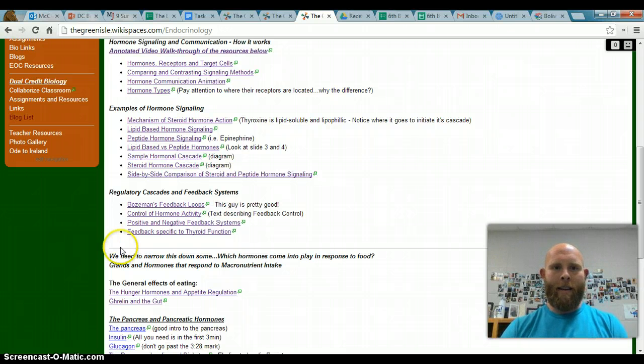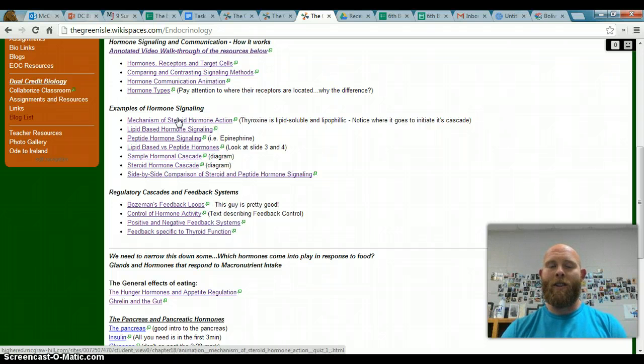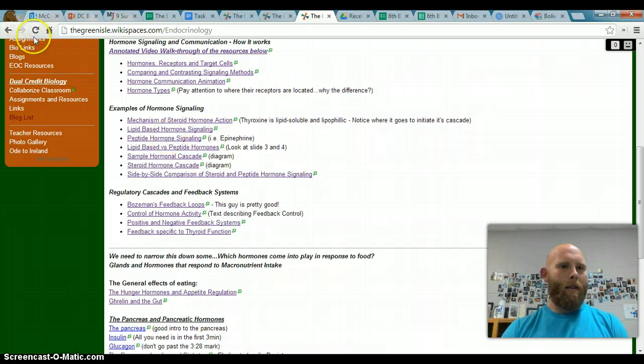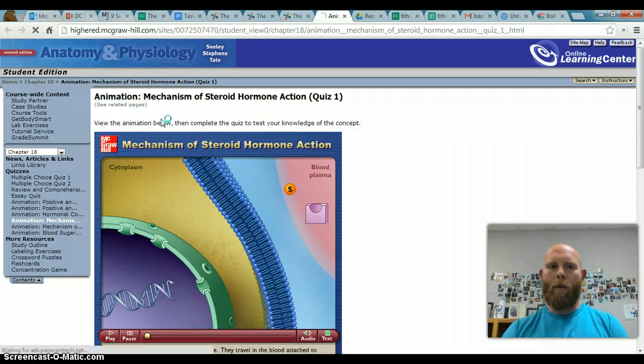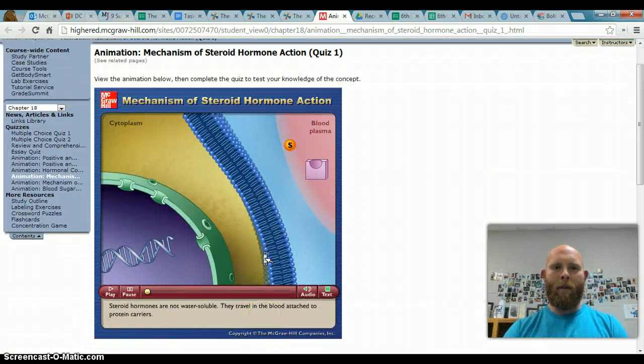Now we're going to take a look at some of these different mechanisms for causing change using hormones to signal. We're going to look at a steroid hormone action, and then we're going to look at peptide hormone signaling. First one let's take a look at is steroid hormone action. This is an animation from McGraw-Hill.